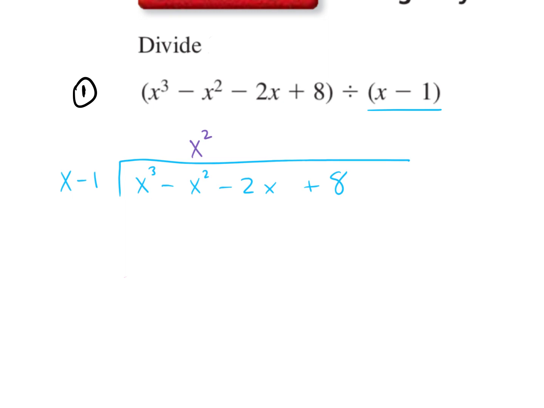Once we write it on top, we multiply it to everything out front. So what's x squared times x? x cubed. And what's x squared times negative 1? Negative x squared. So from here we multiply with what's out front, and you write it below.